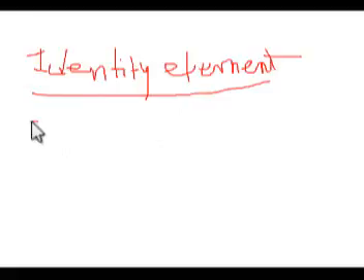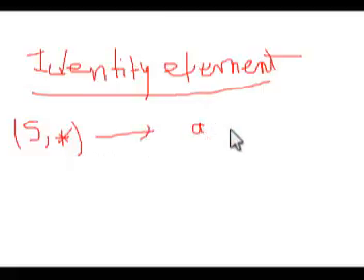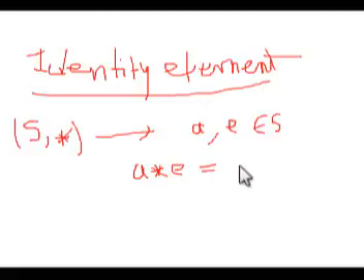If a set S has the binary composition star, and it satisfies a condition that any element A with another element E, both belonging to S, gives A: if it happens that A star E equals A, then we say E is called a right identity element.